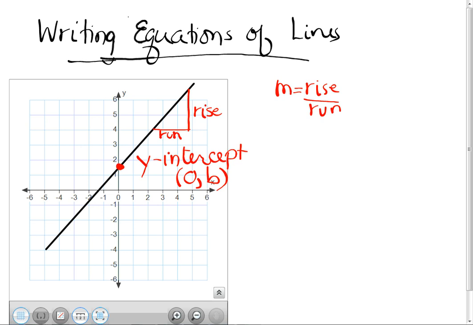So slope is a ratio of rise over run. It's just a comparison about how high up are you going to go to how far over.